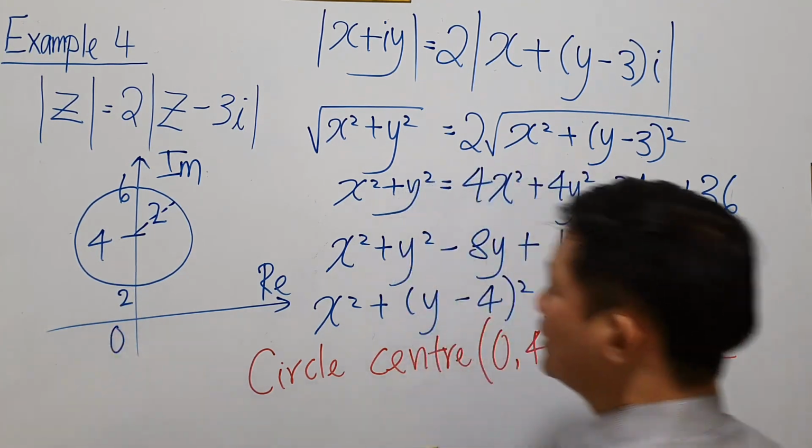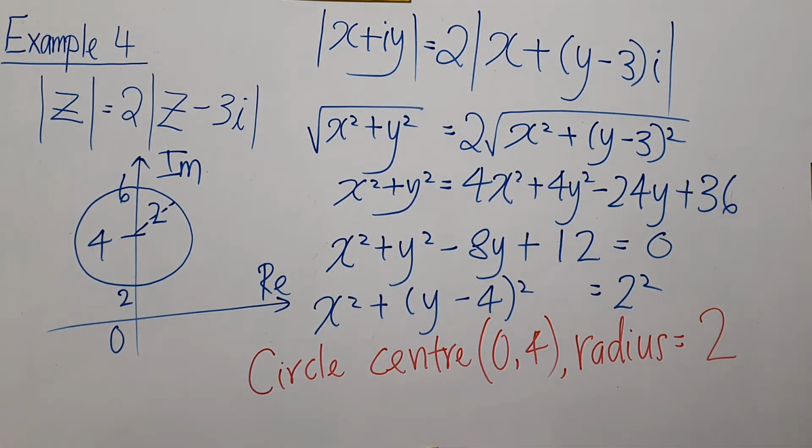So here we are, by first converting a complex number equation into the Cartesian equivalent, I am now able to deduce that this represents the equation of a circle whose center is at 0, 4, or rather 0 plus 4i, and the radius is 2. And this is example 4.